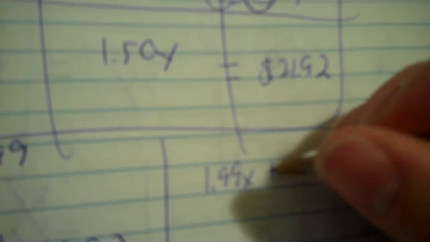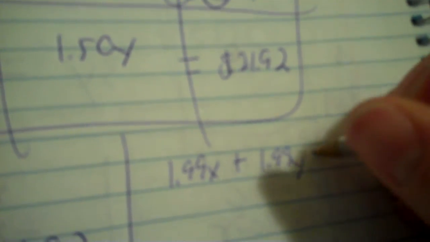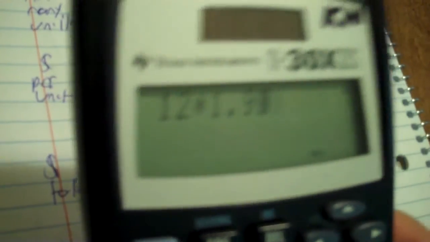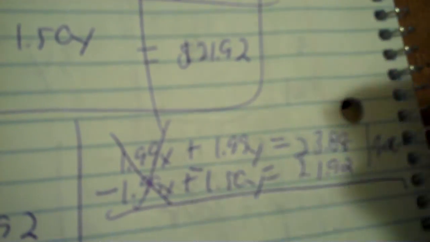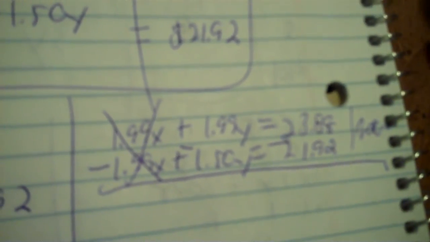Okay, so 1x times $1.99, $1.99x plus $1.99y. Please do not put equals 12. We also need to multiply our 12 by $1.99. $23.88. Bottom remains the same. $1.99x plus $1.50y equals 21.92. Okay, I want to add, but for that to work out, we need opposites on the x. But then we got to make the 1.50 negative and the 21.92 negative.